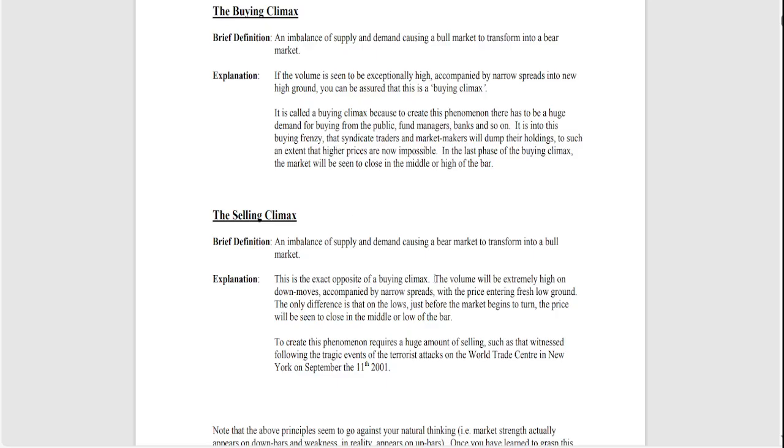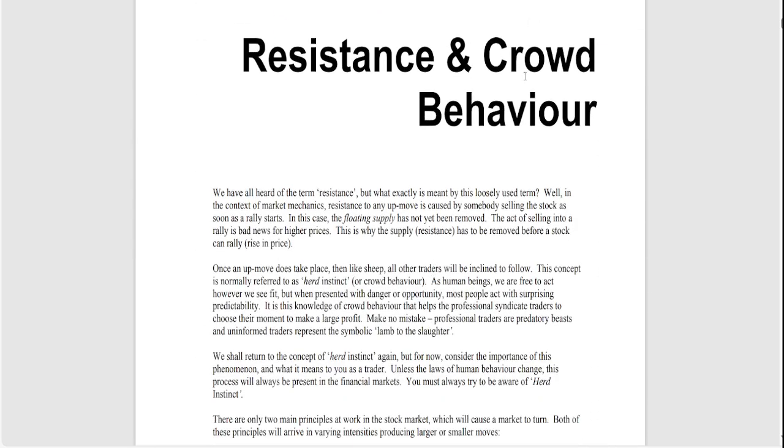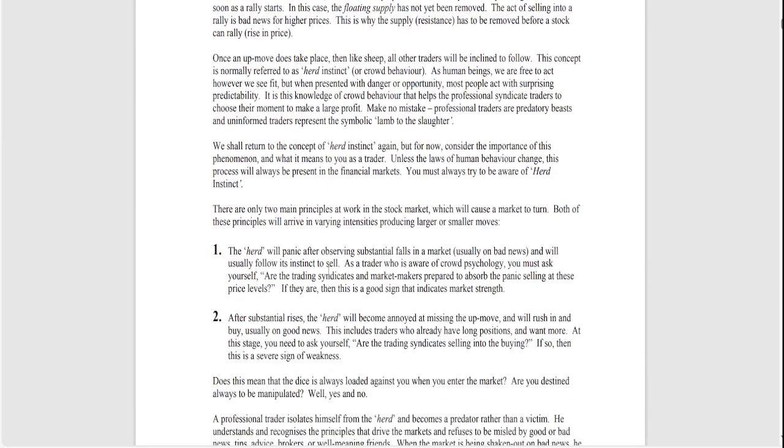Now let's go further: resistance and crowd behavior. Just read this. The herd is the normal public. We call the public the herd because they have emotion. They will panic after observing a substantial fall in the market. When the market suddenly goes down on bad news, they will panic, and they will sell into the market because they are panicking. So this is crowd psychology.